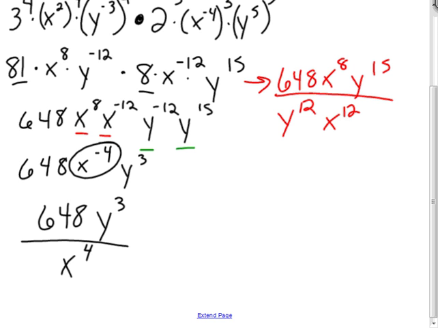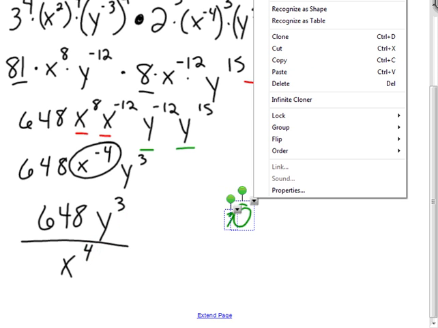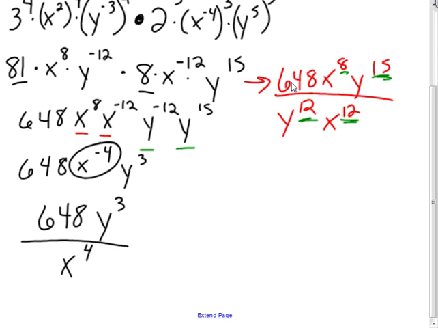And then when I take a look at my x's, I have more x's on the bottom than the top, which is why there's x's on the bottom. And I have more y's on the top than the bottom, which is why my y's are on the top. So either way you go through it, you're going to get the exact same answer. Just keep in mind, make sure that you are not making up your own rules and that you are actually going through using properties of exponents.